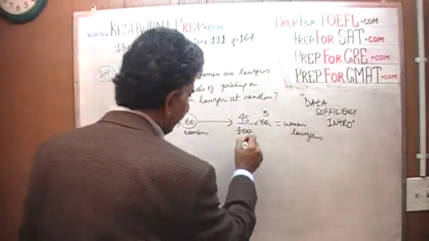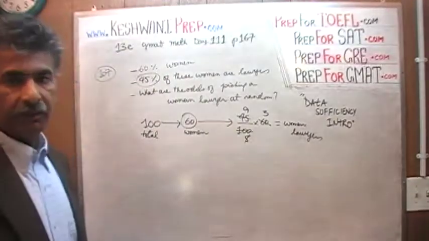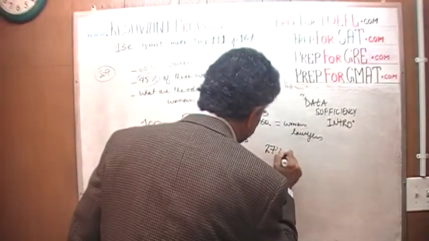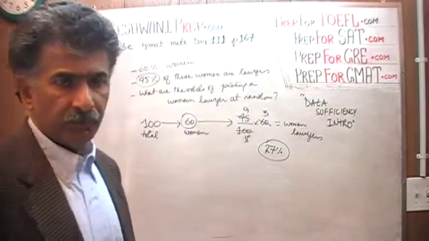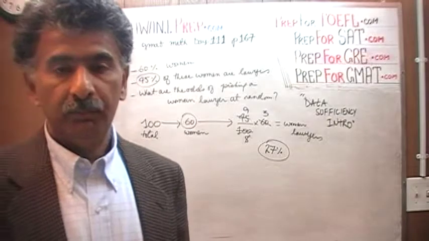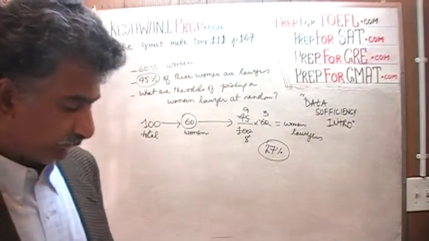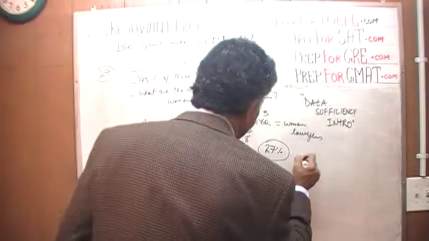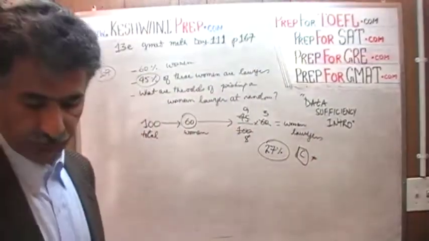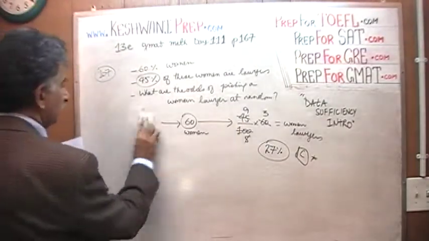Divide top and bottom by 5. There are 9 5s in 45. So it looks like we have 27 women lawyers. We have 27 women lawyers out of 100, and therefore the odds of picking a woman lawyer at random out of the group of 100 is 27%. Simple enough. The answer is C. Let's do the next one, shall we? That was it. That was a pretty straightforward question.